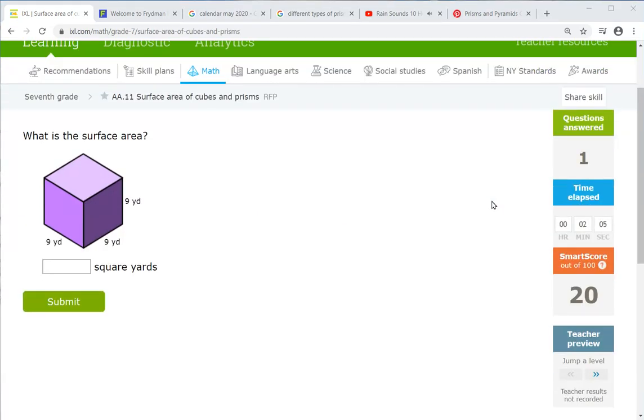Here, what's the surface area? So again, it's the same idea for this. If we have a cube, then the area of this face over here is going to be 9 times 9, which is 81 square yards. But we have 6 faces that are all the same. The front, the back, the top, the bottom, the left, and the right. That's 6 faces that are all the same size. Each face is 81 square yards.